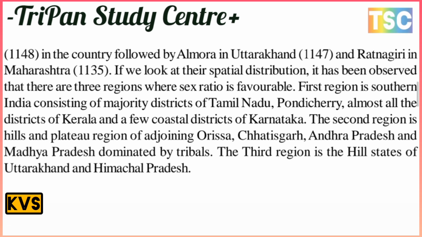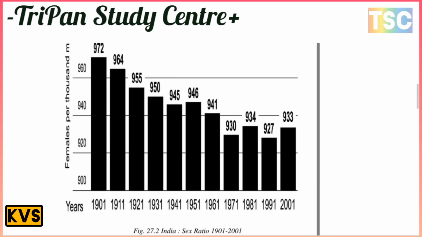Now see the graph shown on your screen. It shows India's sex ratio from 1901 to 2001. In 1901 the sex ratio was 972 females per thousand males, but it is less in 1971, with only 930. It keeps decreasing, 927 in 1991, but in 2001 there are 933.